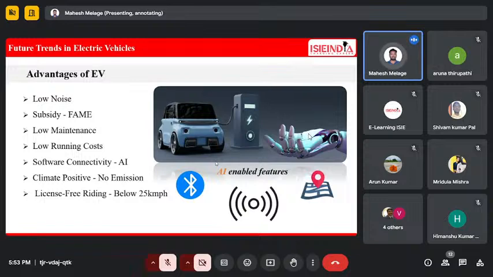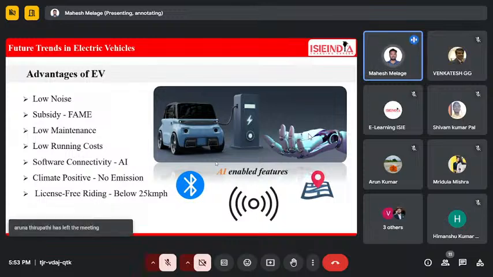So now let's discuss the advantages of the electric vehicle. It has low noise. The main purpose of using an electric vehicle is the low emission of carbon dioxide, because it is harmful to the earth and causes global warming. So the government also gives a subsidy.